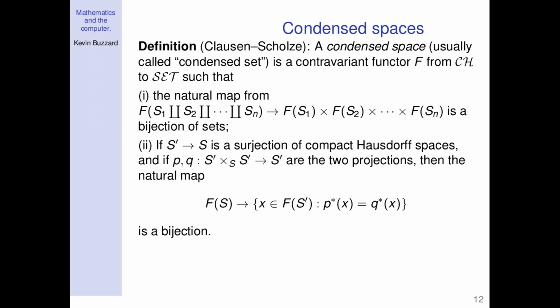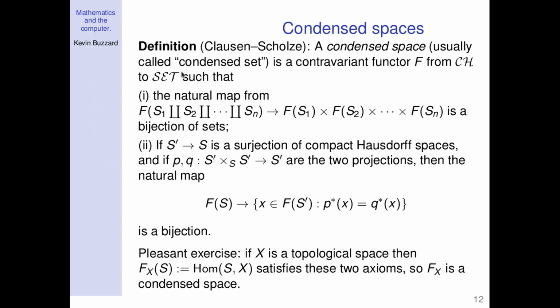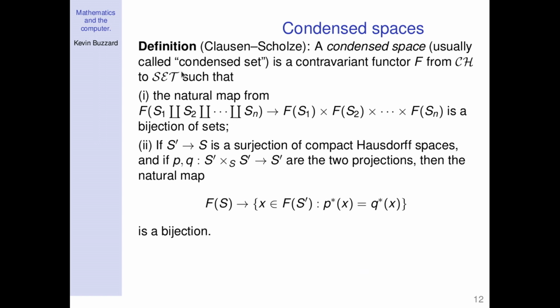So a condensed space is one of these functors. It's a contravariant functor. It eats a compact Hausdorff space and it spits out a set. And then these two axioms, axioms 1 and 2, just say that F commutes with certain finite constructions. F sends a finite coproduct to a finite product, and F sends a co-equalizer to an equalizer or something. It says F commutes with certain very simple constructions in mathematics.